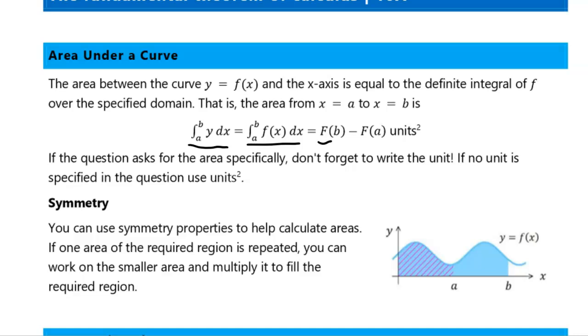And as we've seen in the past, that means we're going to have our substitution after we've integrated with the terminals b and a. Really important, when we're talking about this in terms of an area and not just an integral, we need to include units. I just write units squared if they haven't specified something.